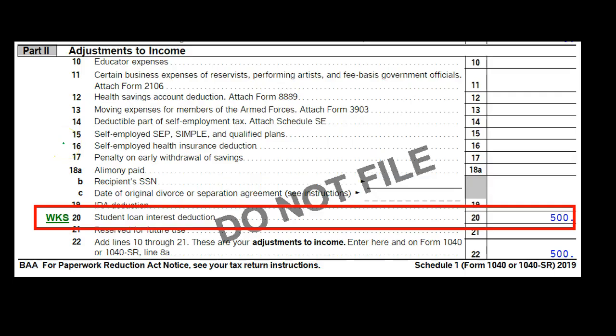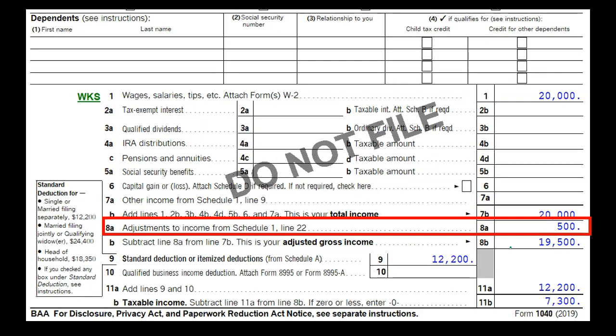Now, when we're considering the student loan interest, we will be looking at the Schedule 1, where we will be having all of our adjustments, a separate schedule to the 1040. We are here on line 20, where we have the student loan interest, which would be included here, summed up for all of the adjustments to income, which would then pull over to page 1 of the 1040 on line 8A.